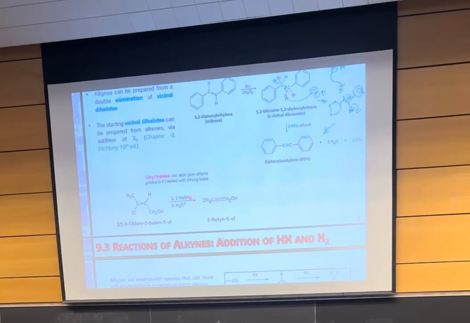So sodamide is a very strong base. It's a minus, it's going to look for a proton. There's a proton, it's going to come in here and kick out the chlorine, just like the second step over here. Okay, so you can go directly to the alkyne. Okay.